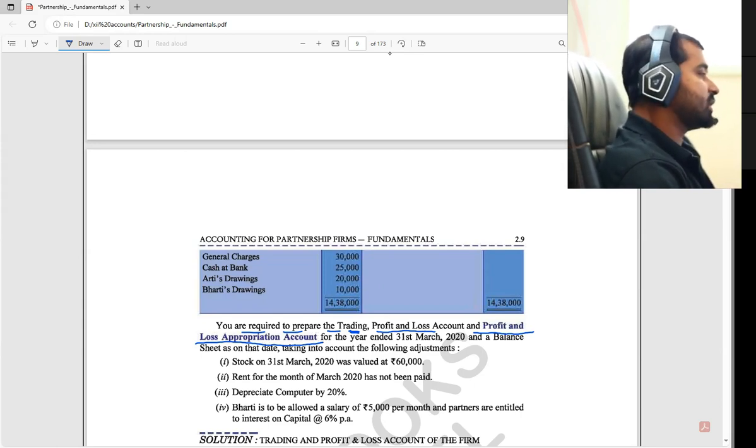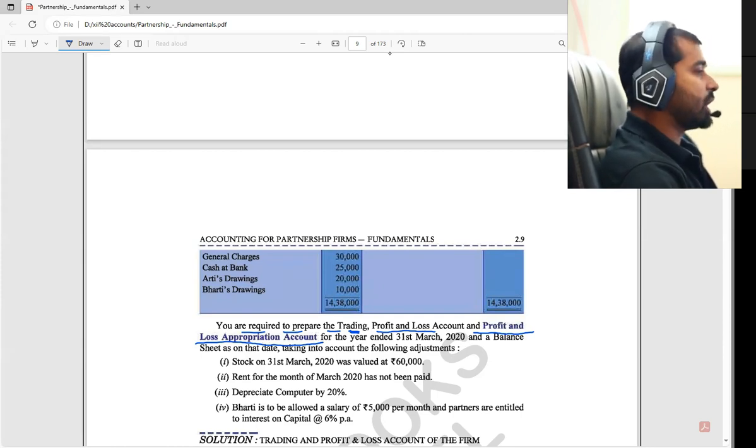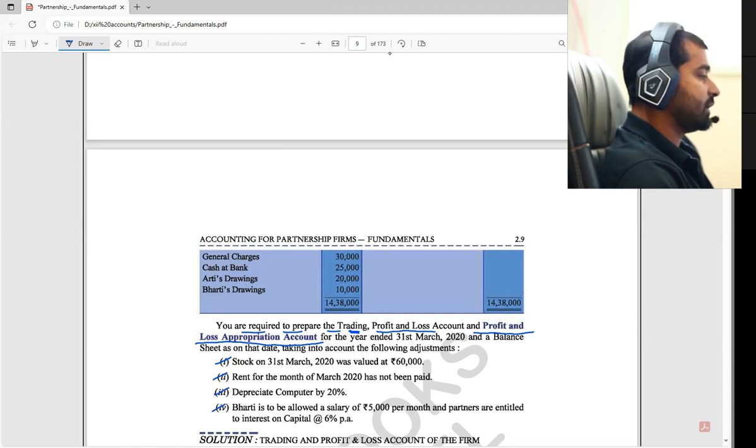So in that situation, what do we need first? We need the profit and loss first. If you need the profit or loss, we should make the profit and loss account first, which we actually learned in class 11. Let's see how to make that. After that, some adjustments are also given here. Let's see how to deal with all of that. So first, the trading and profit and loss account.